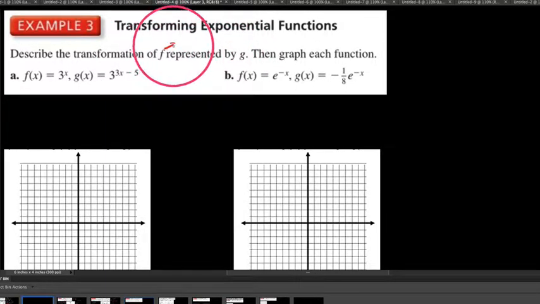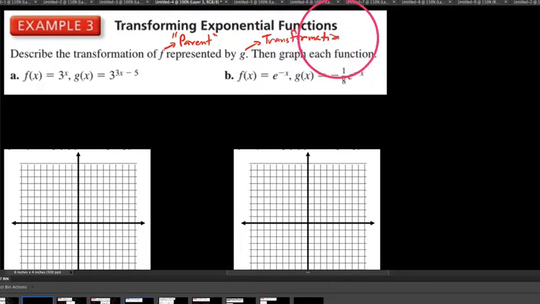Remember that we typically use f to represent the parent function, and I write quotation marks because f of x is going to be our given function and g of x is going to be some transformation of f. Just to be clear, our g of x is a transformation of f of x, whatever the given function is. So what we're going to do is identify the transformations and then graph both functions efficiently, hopefully.